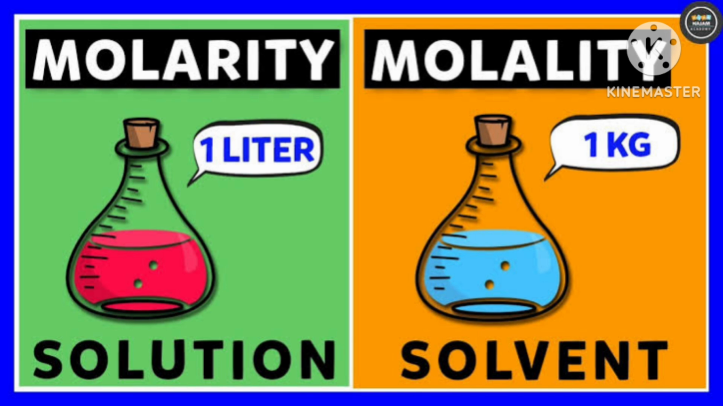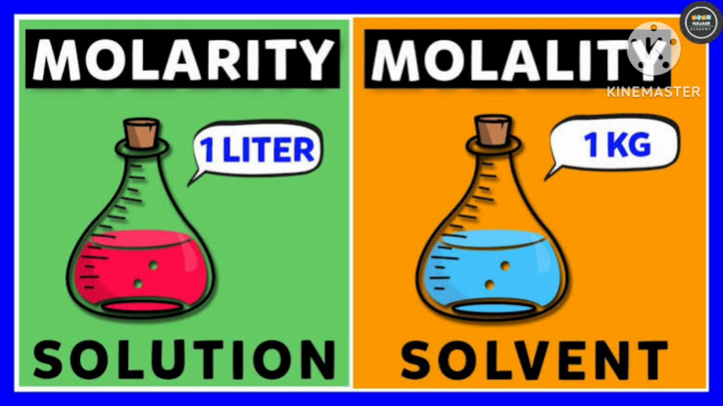Then the mole fraction is represented by x. XA means the mole fraction of A, represented by a small x, subscript A. If you are going to calculate the mole fraction of A, then XA is equal to nA divided by nA plus nB, where nB is the number of moles of solvent. This is for the mole fraction of A, the solute.